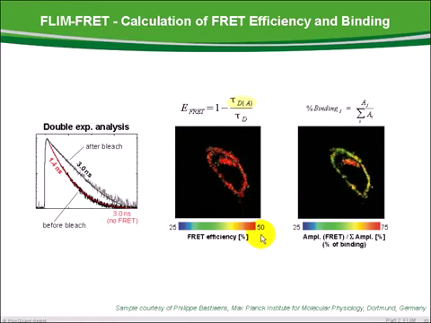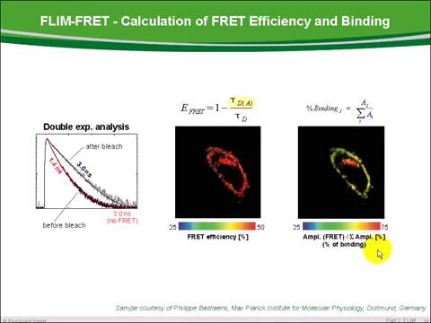But why did we find a shorter lifetime in the central region of the cell? The double exponential fit gives us two more parameters, the amplitudes of the FRET and the donor-only components. If we calculate the ratio of the amplitude of the FRET population to the sum of both amplitudes, FRET and donor-only, we can calculate the percentage of bound molecules performing FRET.